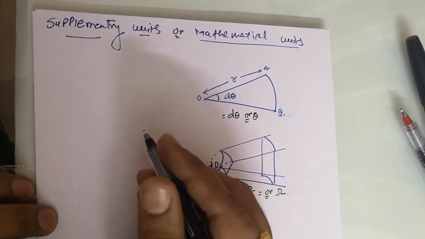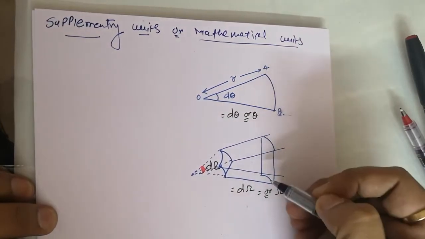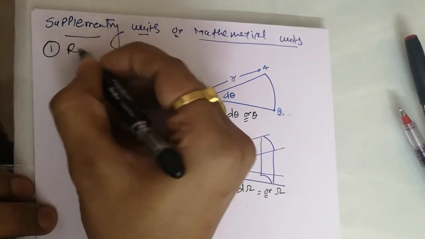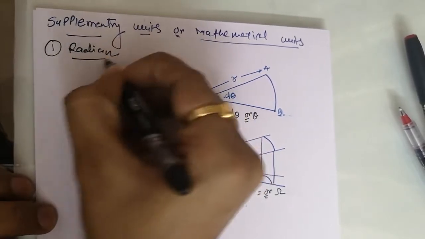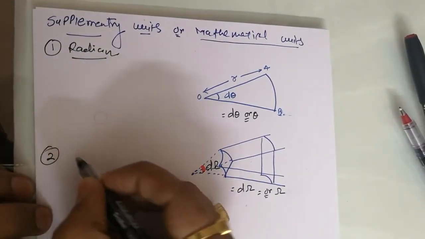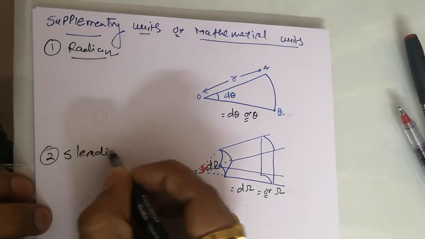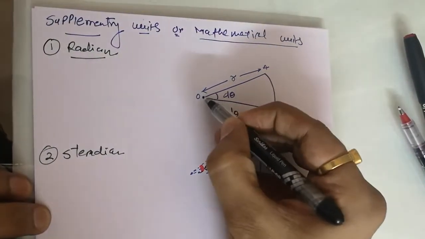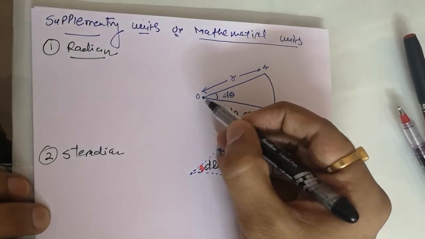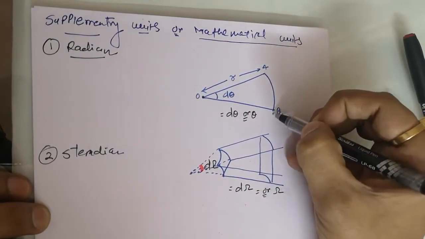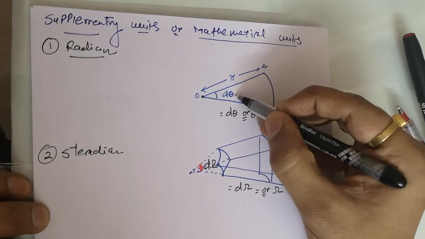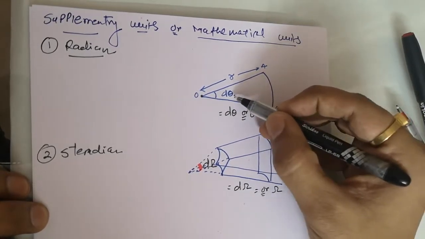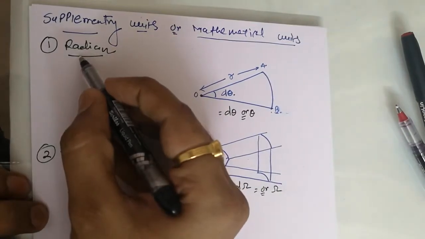In that method, we will use both of these things. First of all, we have the very first supplementary unit, called the radian, and the second one is called the steradian. The radian part: whenever we have an angular part, say a semicircle or circle, its angle is extended, it is called d theta. That theta is represented by the radian.